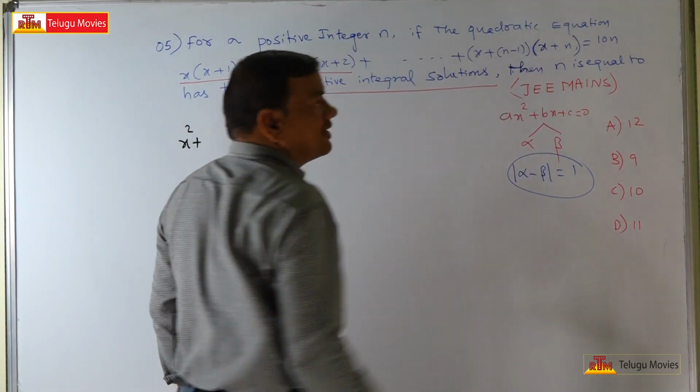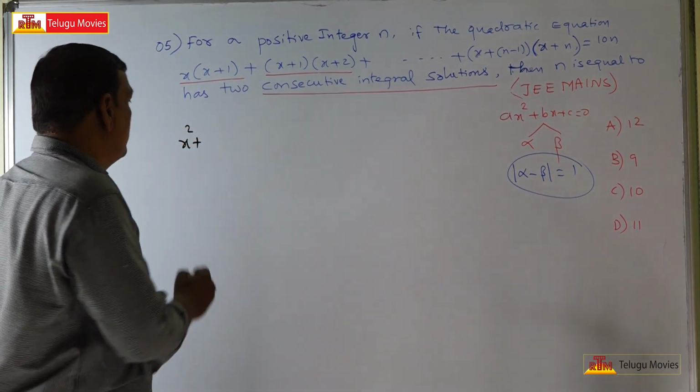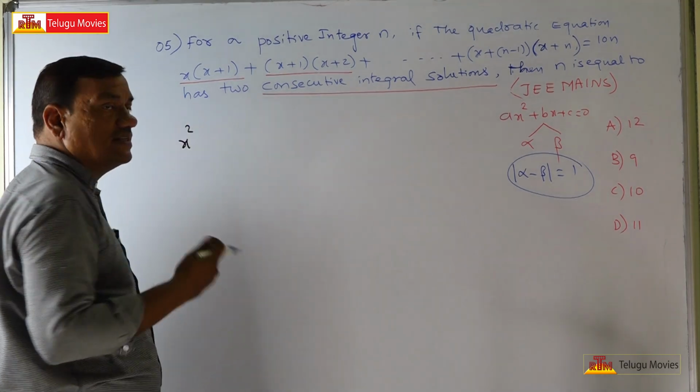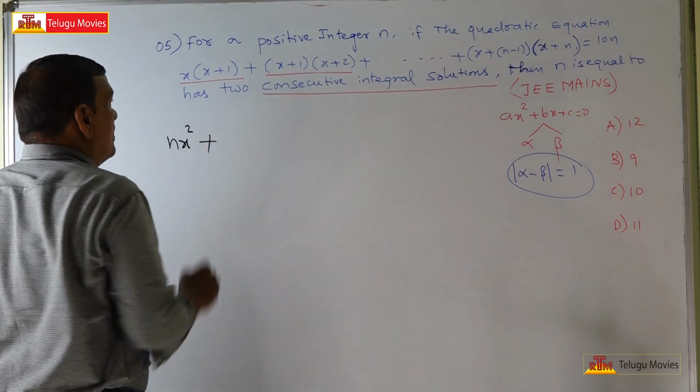Like that, how many terms will be there? n terms are there. You will get nx square. Therefore, x square plus x square plus x square, how many x squares are there? nx squares are there. nx square plus.